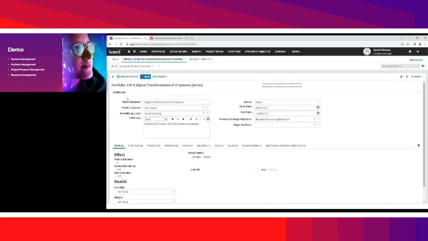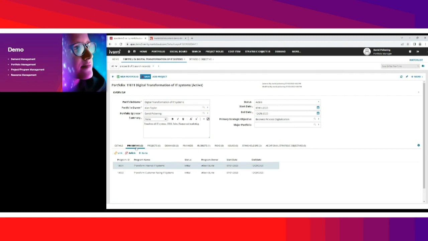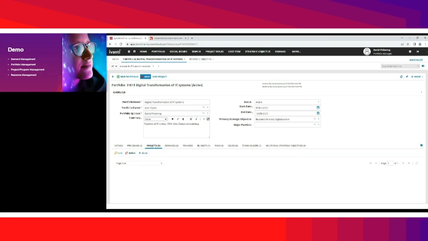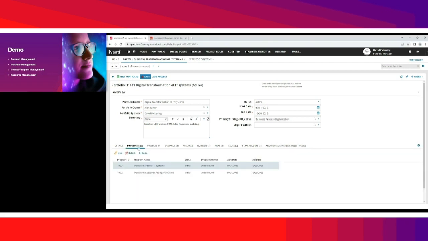Now, as a portfolio work, I want to understand what programs are happening or what projects are occurring. Now, in this particular case, I've got two programs of work that I'm managing that are running in parallel. One is looking at it from an internal IT systems, and the other is looking at it from our customer-facing IT systems. And we'll jump into the programs of work in a little bit. Or we could just have directly projects related to that. So it could be a project that's just straight linked to a portfolio. In this case, we're linking that out to have those two programs of work that we want to manage.